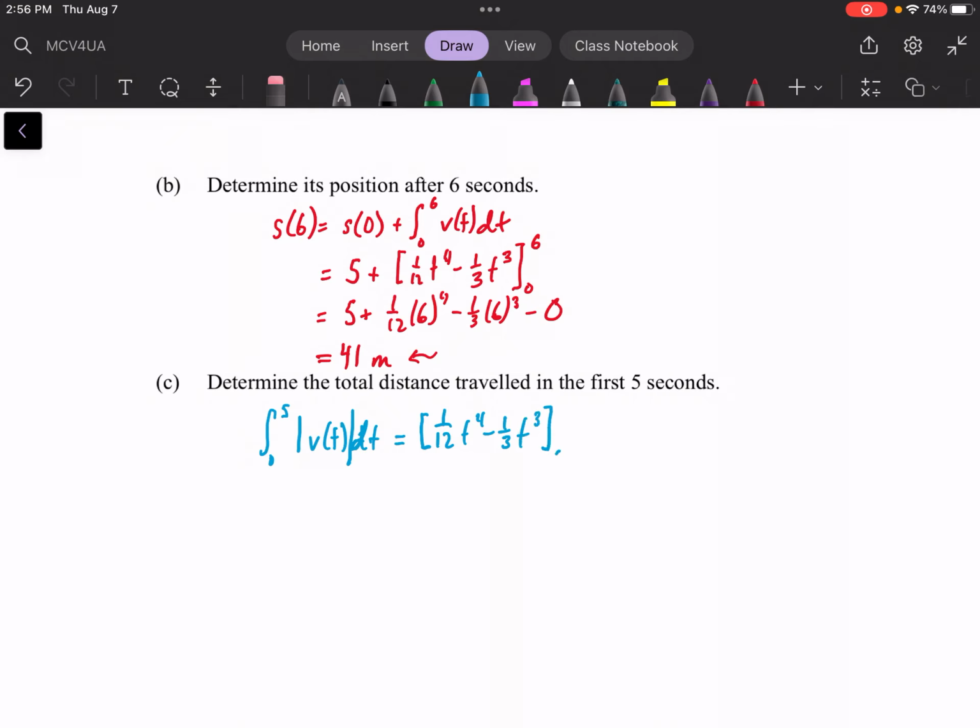But here, I'm going to have to go from 0 to 3 to begin with. And then I'm going to have to put absolute value signs on this. Then I'm going to have to add 1/12 t to the 4 minus 1/3 t cubed from 3 to 5, because I know at 3 is where it changes in size.